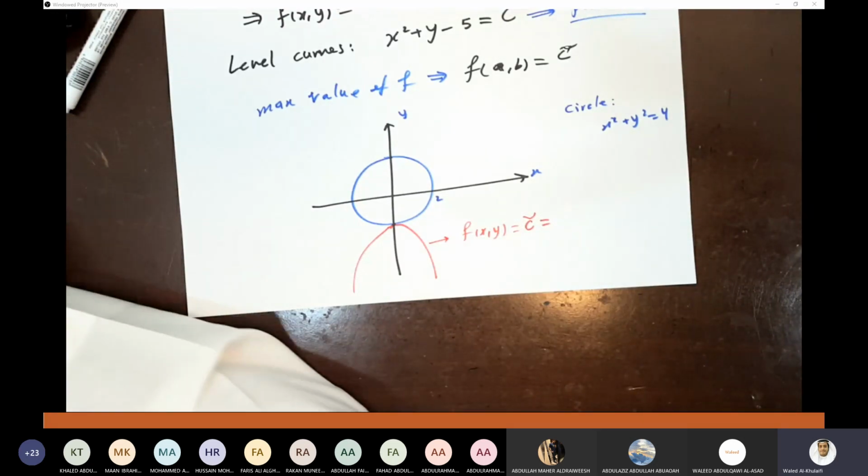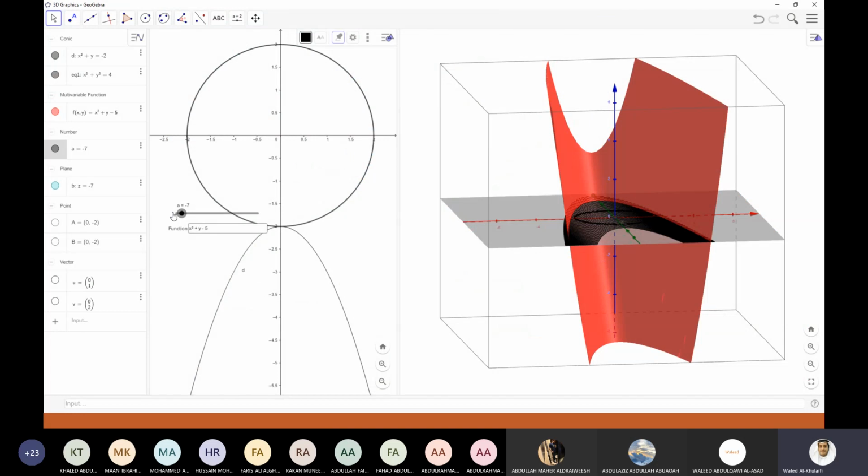We can come back to that software. It is a equal negative 7, a equal negative 7. So this will be equal to negative 7 here, right? Okay, and then what, guys?